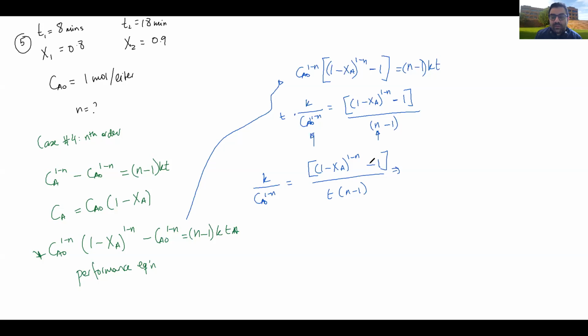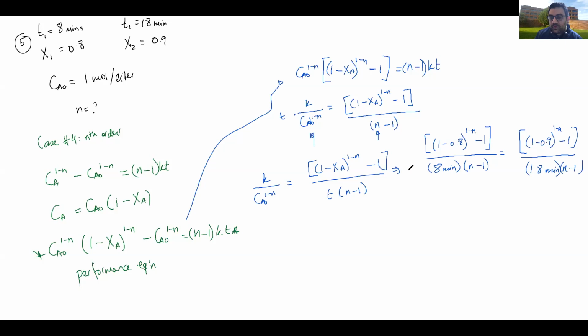So for the first scenario, I have (1 minus 0.8) to the 1 minus n, minus 1, divided by t, which is 8 minutes, times (n minus 1), is equal to (1 minus 0.9) to the 1 minus n, minus 1, divided by, what is it, 18 minutes, times (n minus 1). And this should be enough to solve your problem.